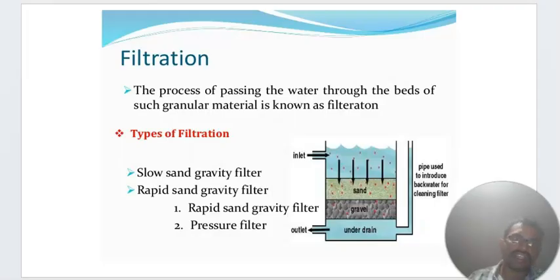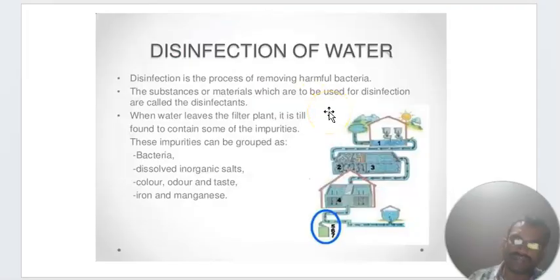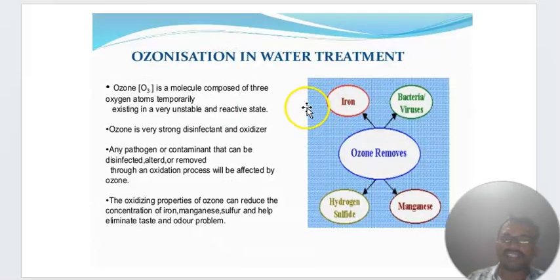Then what is the next method? Disinfection of the water. This is also a very important technique for the treatment of water. Disinfection means the removal of harmful, pathogenic bacteria. You can go through this main concept of removal of bacteria. This comes under the disinfection biological process. And next comes ozonolysis.